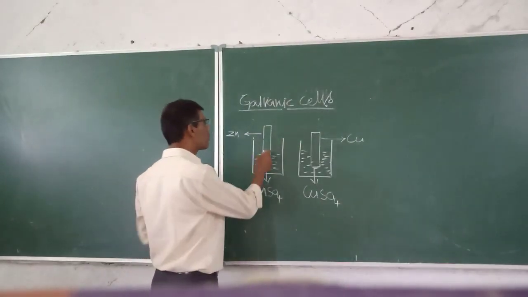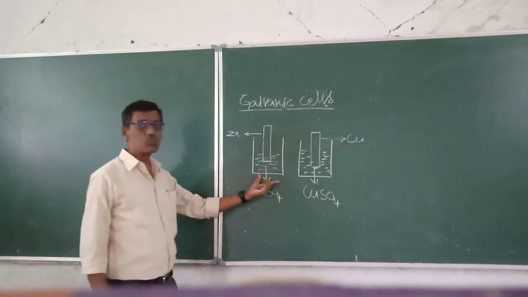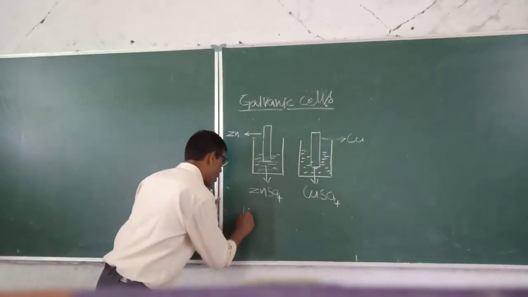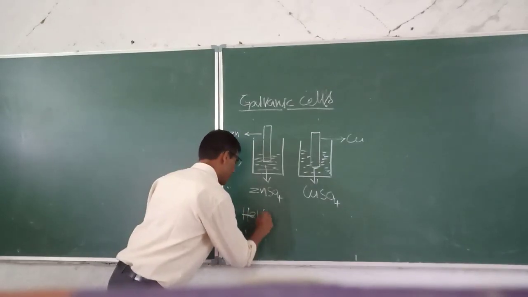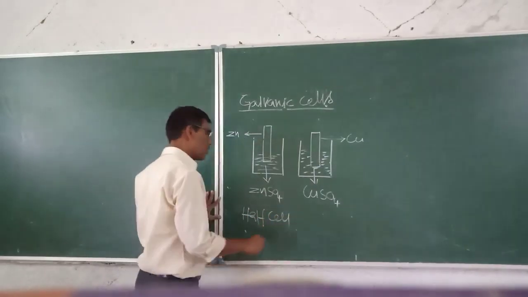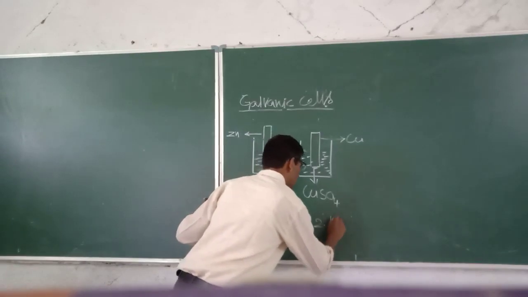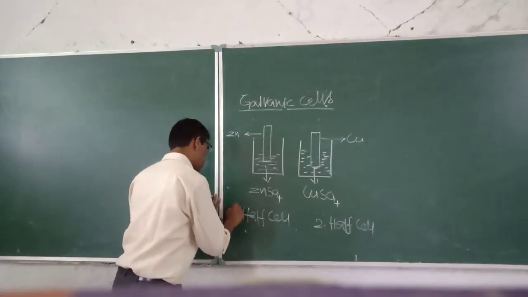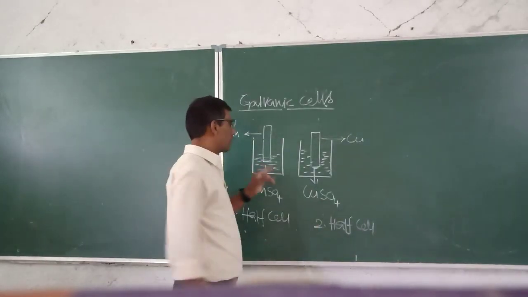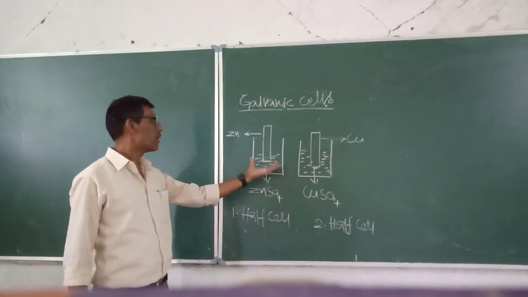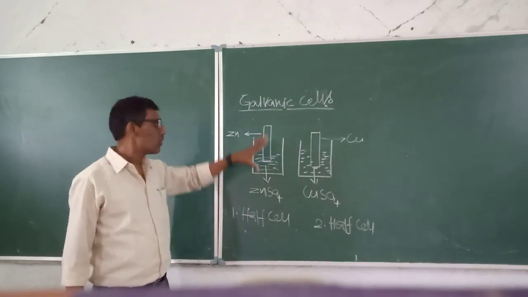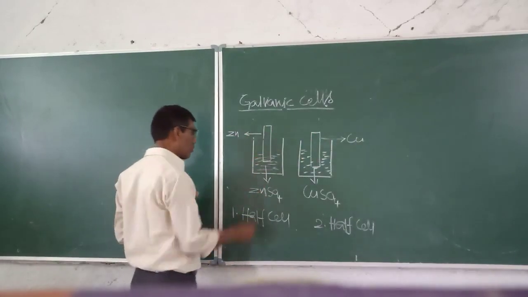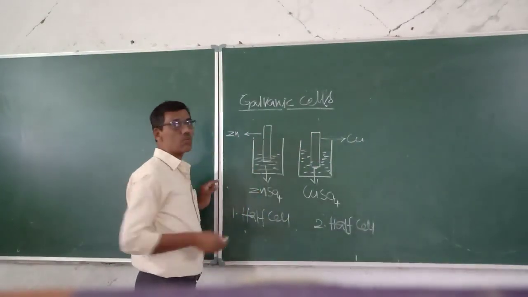Now, zinc dipped in zinc sulfate will make one half cell. This is the first half cell, and this is the second half cell. Each half cell makes one electrode. This is one electrode, and this is another electrode.